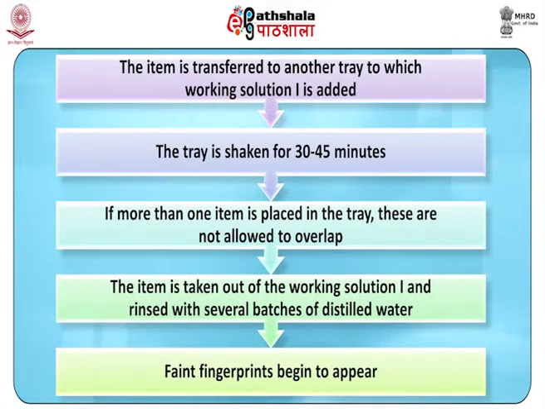Then the item is transferred to another tray to which working solution 1 is added. The tray is shaken for 30 to 45 minutes. If more than one item is placed in the tray, these are not allowed to overlap. The item is taken out of working solution 1 and rinsed with several batches of distilled water. Faint fingerprints begin to appear.